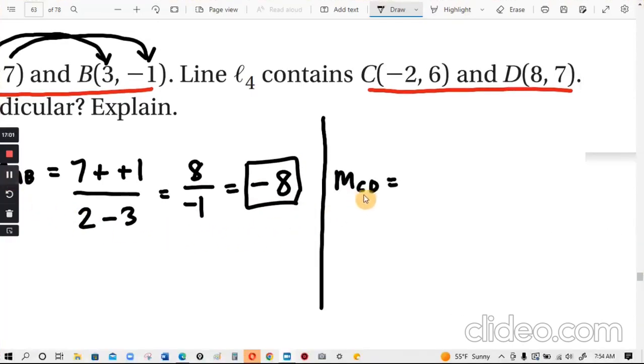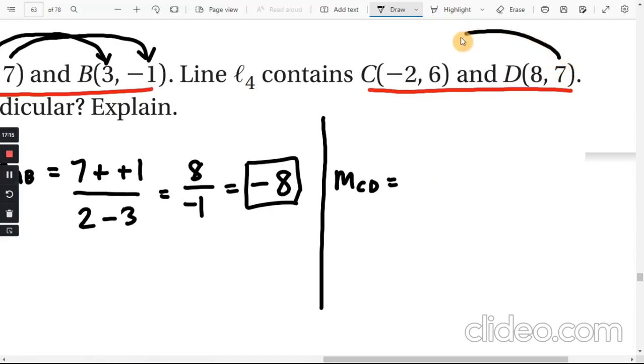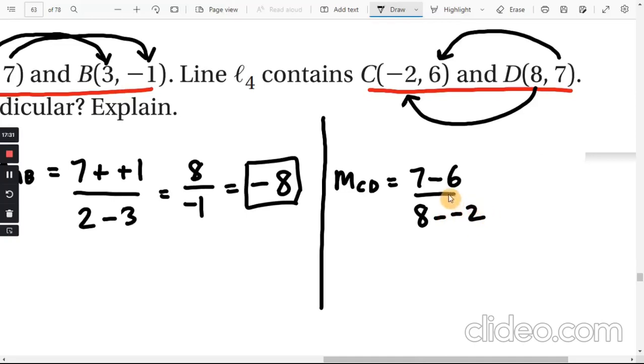Okay, now let's do the slope of CD. Change in Y. You can really subtract going either way, just so you know, as long as it's the same way both times. So change in Y, I'm going to do 7 minus 6. Change in X, I'm going to do 8 minus -2. Seven minus 6 is 1. Two negatives make it positive. 8 plus 2 is 10.